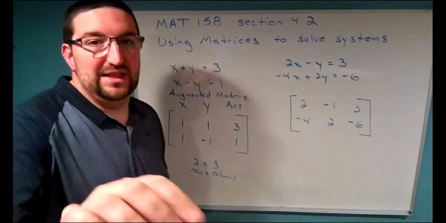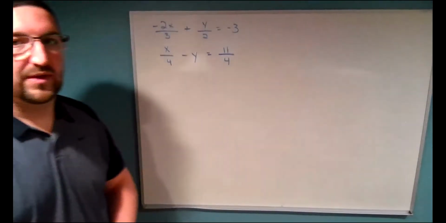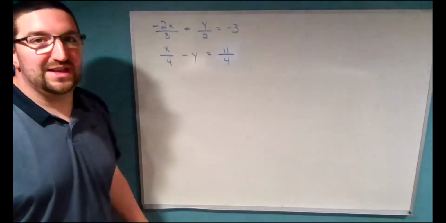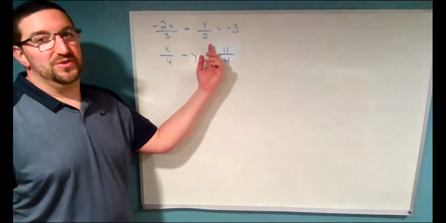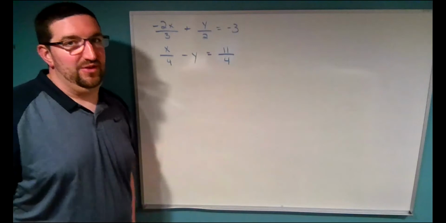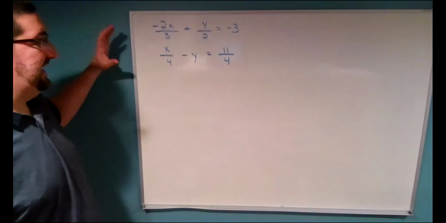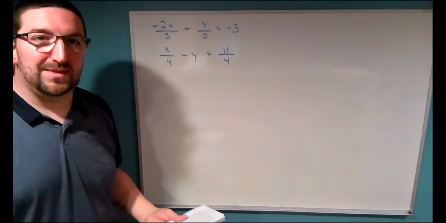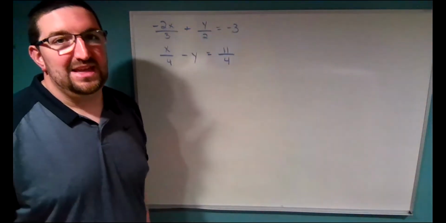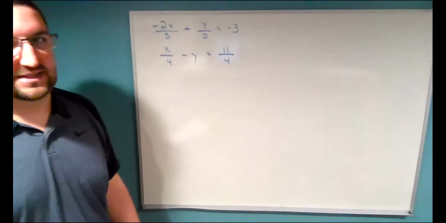Next, we're going to get into a little more challenging one. Our next system is -2x over 3 plus y over 2 equals -3, and x over 4 minus y equals 11 over 4. What you can do here is just take the coefficients and make an augmented matrix, or, like we talked about in 4.1, you can eliminate the need for the fractions. Either way, you're going to get the same answer at the end.